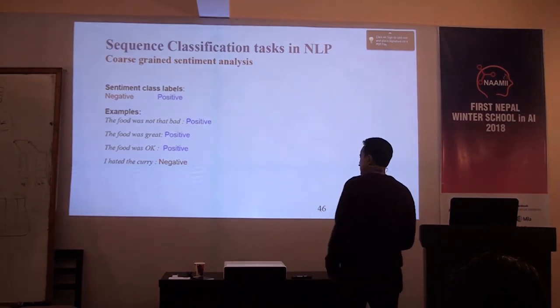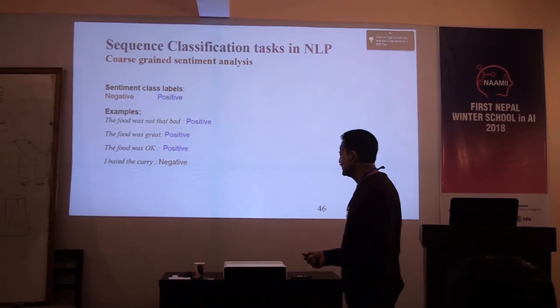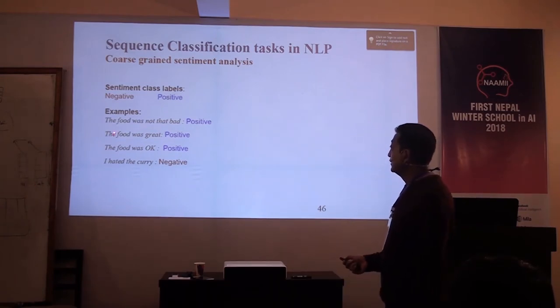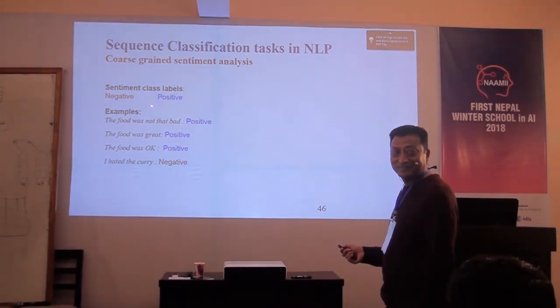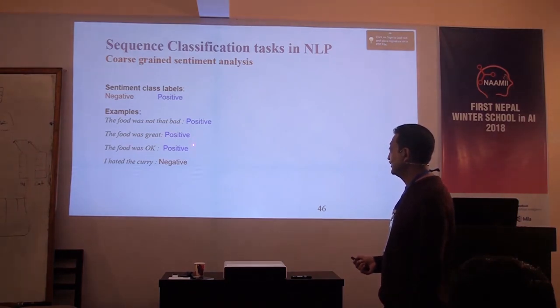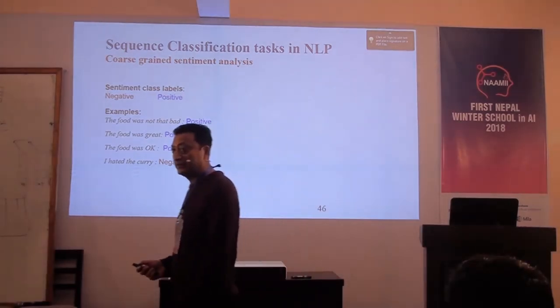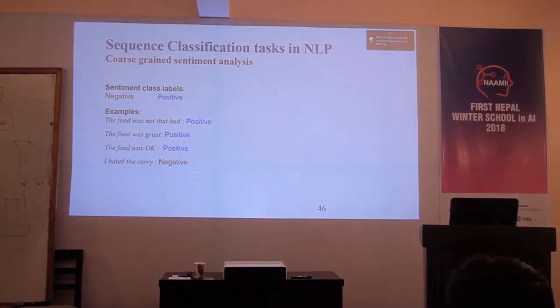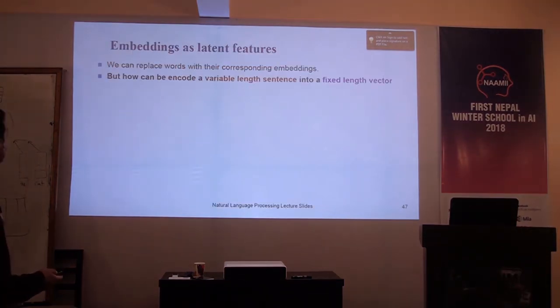Now, for sequence classification problems, a good example is sentiment analysis. You have a sentence such as, the food was not that bad, and apparently it's positive according to this data set. The food was great, positive. Food was okay, positive. I hated the curry, definitely negative. In coarse-grained sentiment analysis, one way would be to have just two labels, positive or negative, and for a given sentence, you want to classify it as positive or negative. Okay, so moving on.